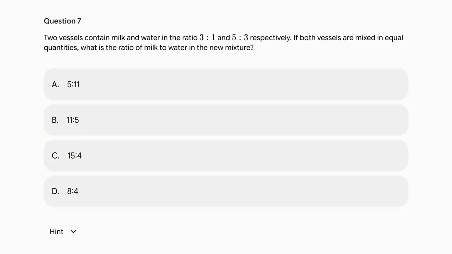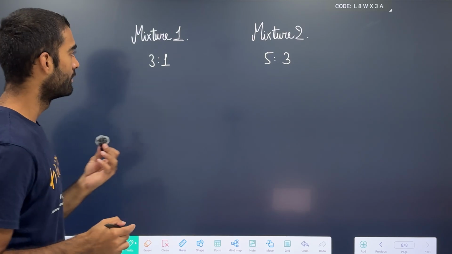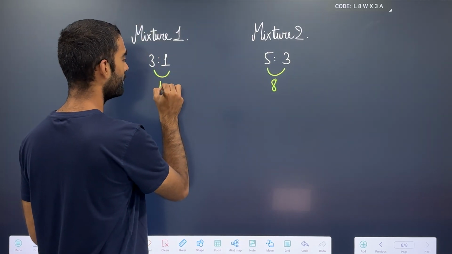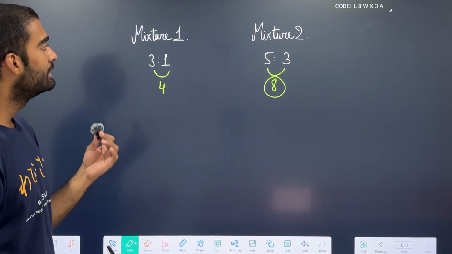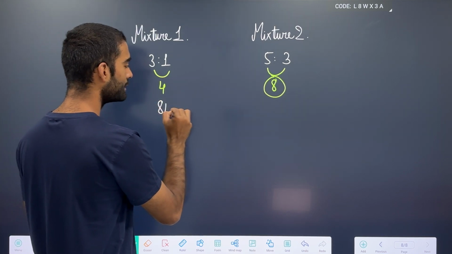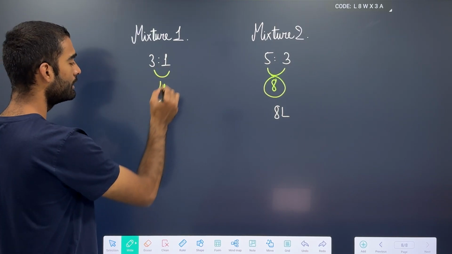Two vessels contain milk and water in the ratio 3:1 and 5:3 respectively. If both vessels are mixed in equal quantities, what is the ratio of milk to water in the new mixture? In this problem, we are going to use a clever trick. So 5 plus 3 is 8 and this is 4. I see that their LCM is 8. So let the total quantities of these individual mixtures be 8, which is mixed. So 8 liters of this and 8 liters of this. So this constitutes milk and water in the ratio 3:1.